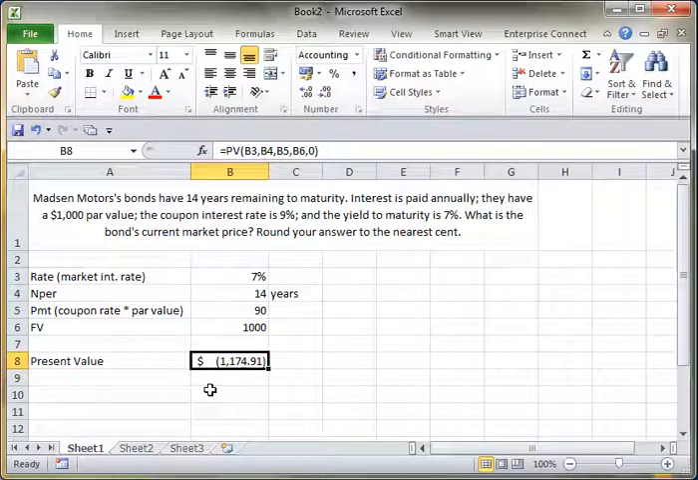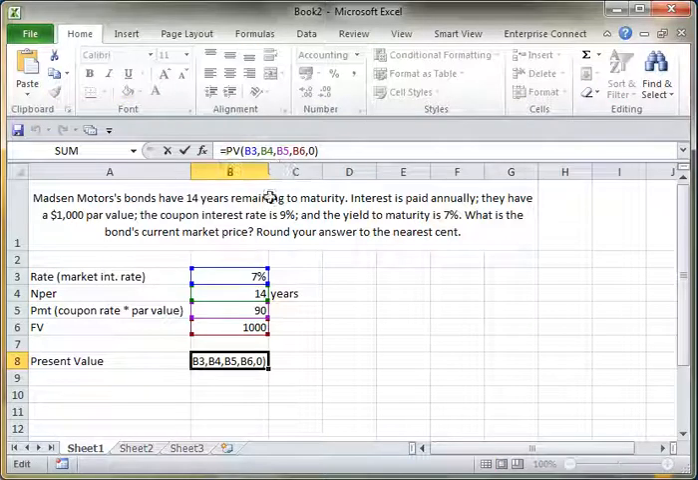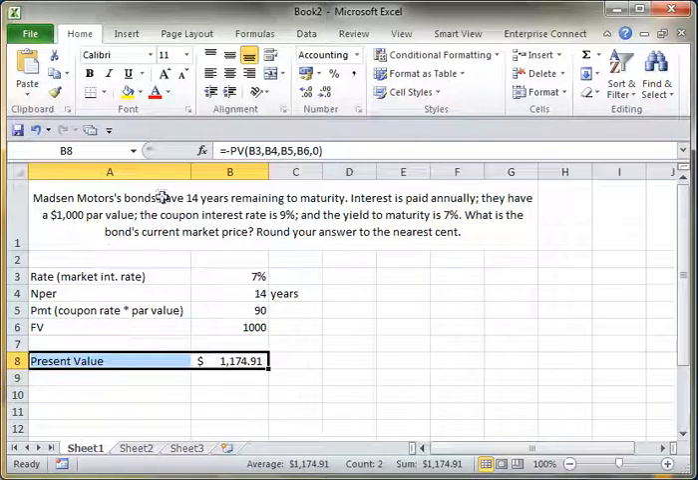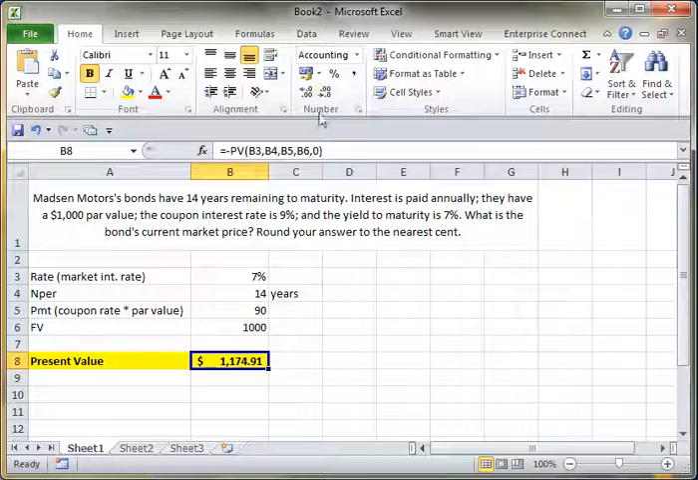There it is. Our present value, which is the bond's current market price, is 1,174.91. Then we'll just have to present this one in a positive number, so we add a negative sign before the PV formula, so we just enter. So our answer is 1174.91. Then we round it off to the nearest cent.